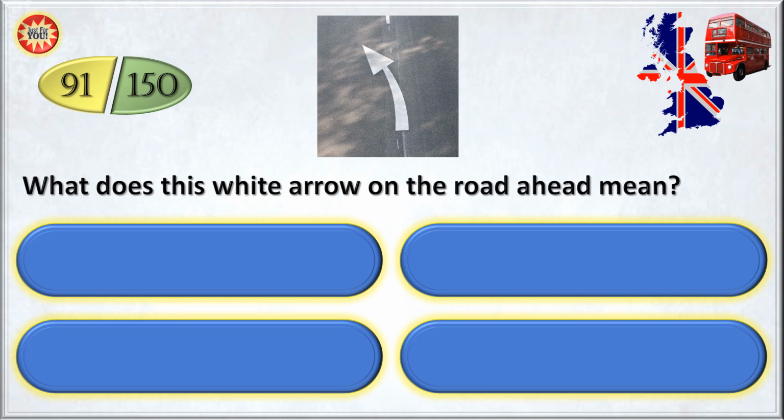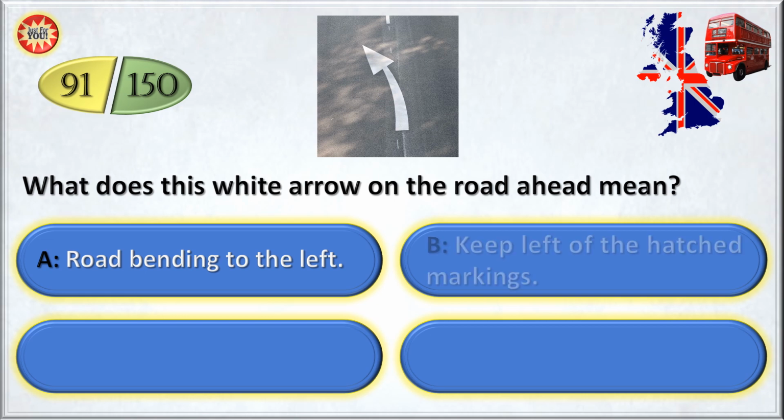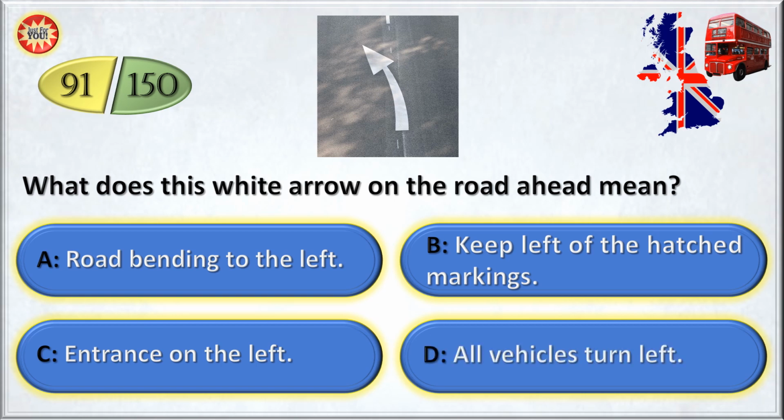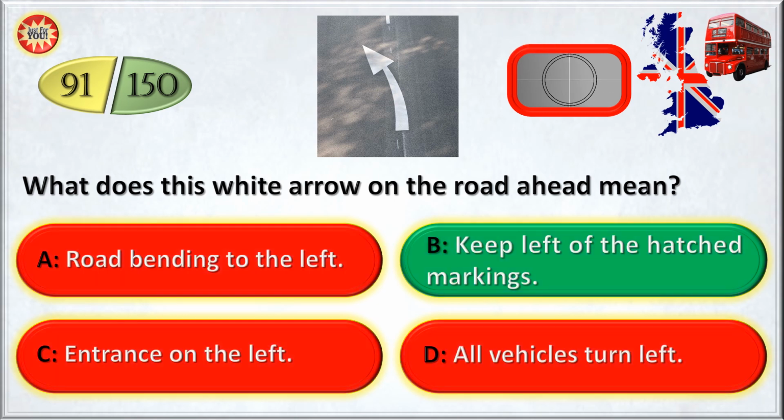What does this white arrow on the road ahead mean? Road bends to the left. Keep left of the hatched markings. Entrance on the left. All vehicles turn left. Keep left of the hatched markings.